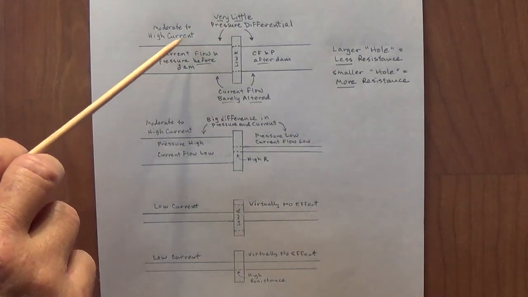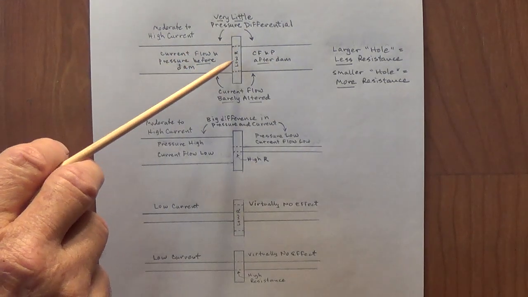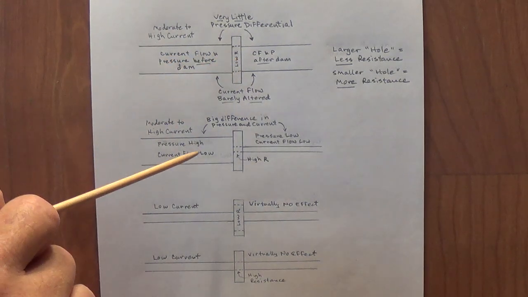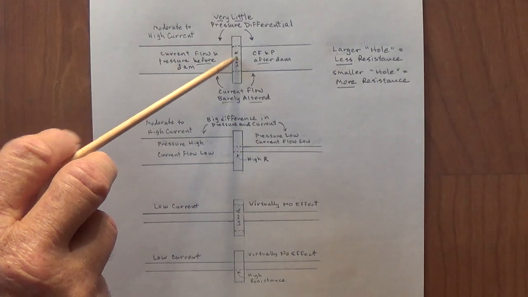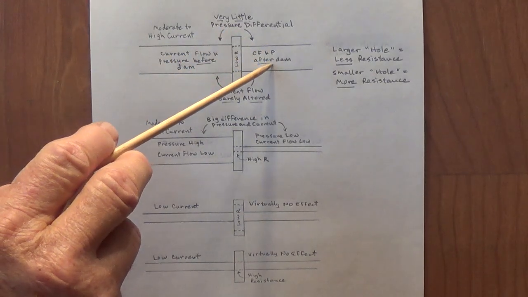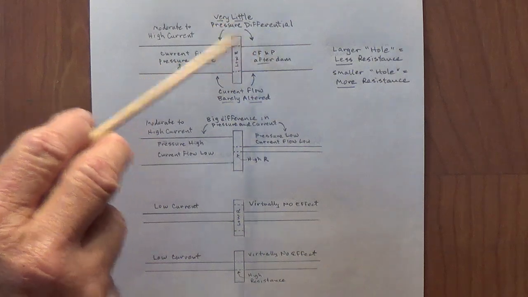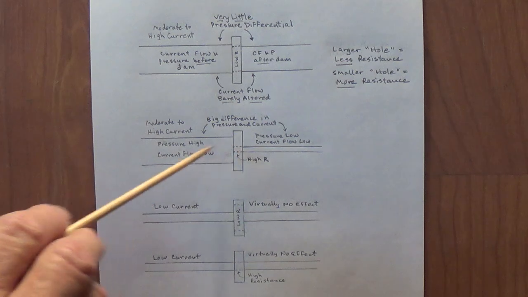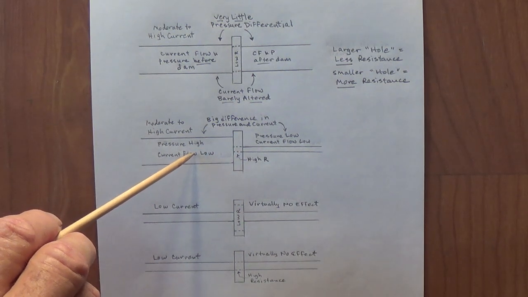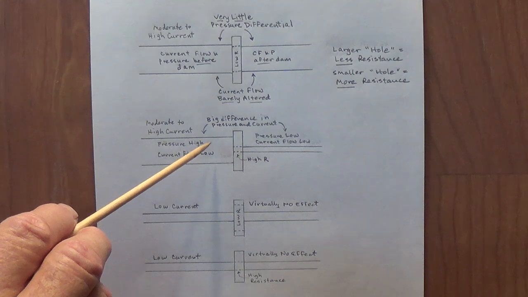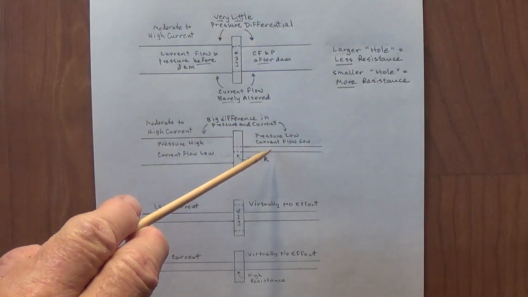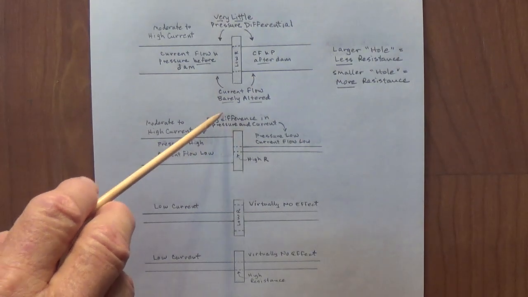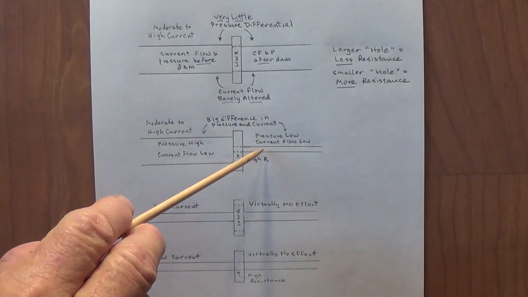If we have moderate to high current and apply resistance to the flow of current, we find that with low resistance there's almost no change in the flow of current or in the pressure difference on either side of the dam. When we apply high resistance to that same moderate to high current flow, we see there is a huge difference both in current flow and in pressure, electrical pressure and water pressure on both sides of the dam.